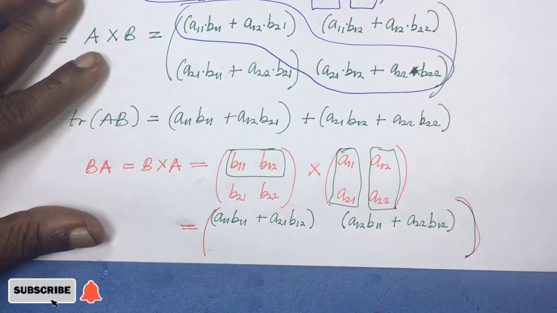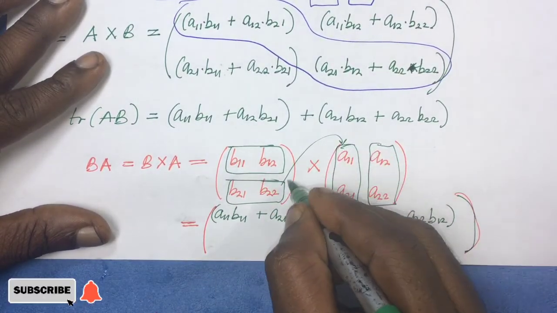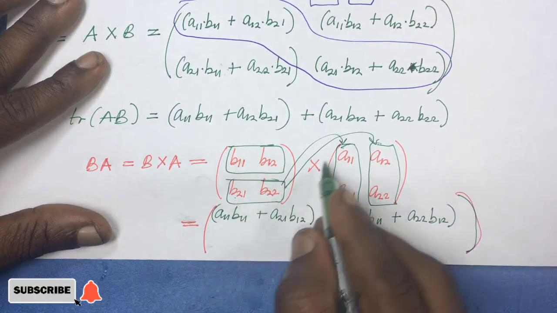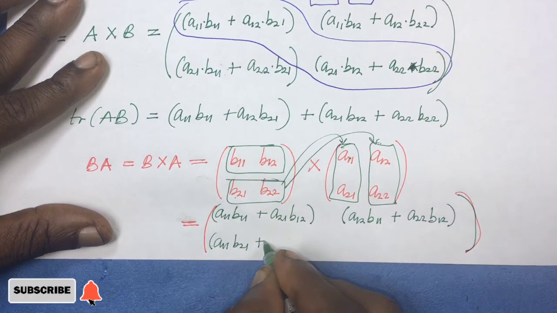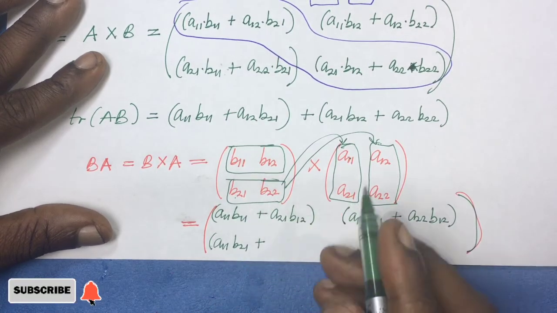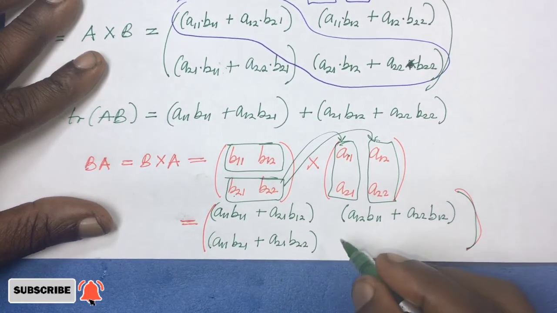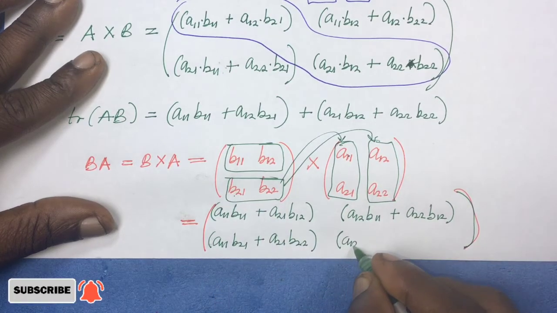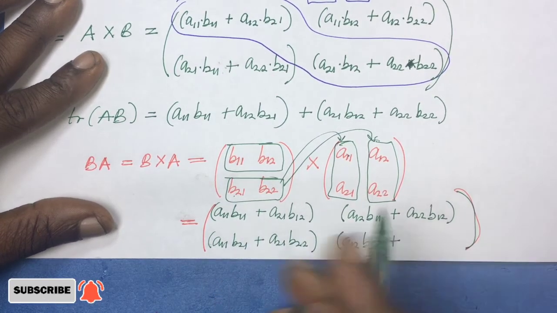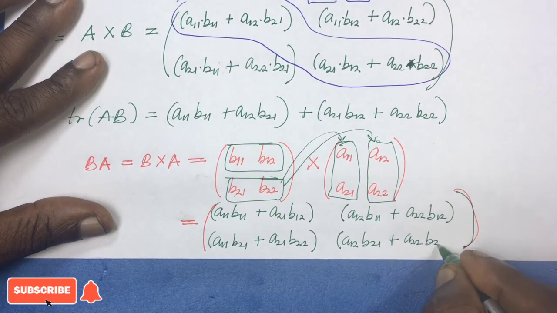Then come over to the next, using the second row to multiply this and then this. B21 will multiply A11 and that will give you A11, B21 plus B22 will multiply A21 and that will give you A21, B22. Okay? Then come over to the last. B21 will multiply A12 and that will give you A12, B21. I'm bringing A first in every case forward before B. B22 times A22 will give you A22, B22.